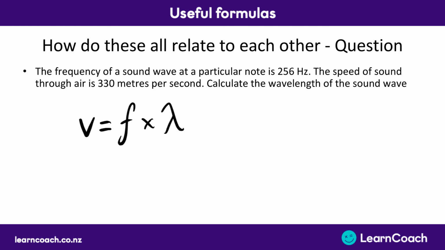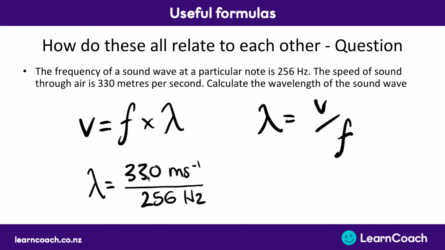So this is our all-important equation. Velocity equals frequency times wavelength. We want to calculate the wavelength, so we have to rearrange this equation into wavelength equals velocity divided by frequency. So all we've done is put the frequency on the left-hand side and divided our velocity by this frequency. So wavelength equals velocity divided by frequency. We're given the velocity is 330 meters per second, and we're given the frequency is 256 Hz. So all we have to do is plug in these numbers, and we get a wavelength of 1.29 meters.